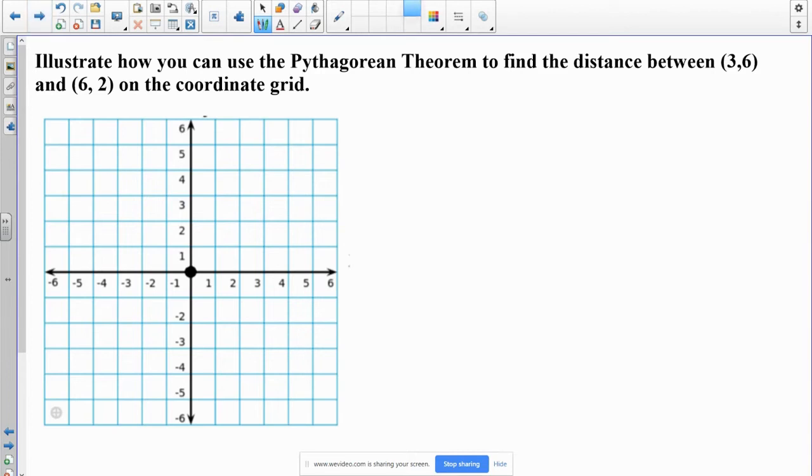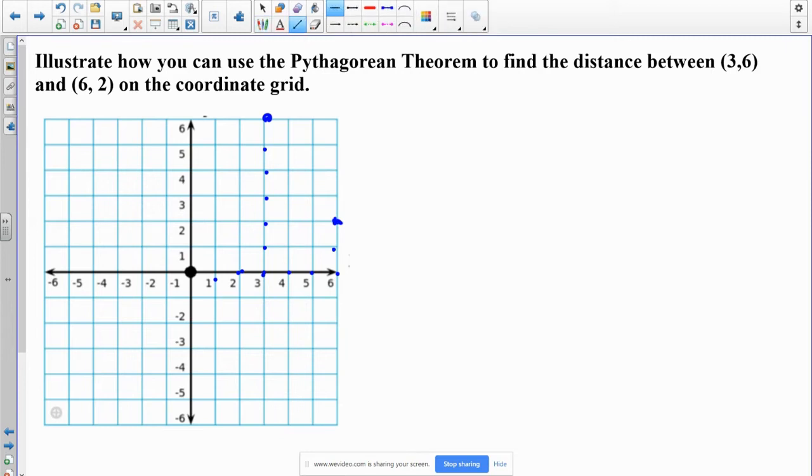So first we're going to have to put those points on the coordinate grid. So (6, 3), start at the origin. 1, 2, 3, and then up 3. 6, 1, 2, 3, 4, 5, and 6. So here's my first point. And then the point (6, 2). So I'm going to go over 1, 2, 3, 4, 5, 6, and up 2, 1, 2. And there's my second point. So those are my 2 points on the grid.